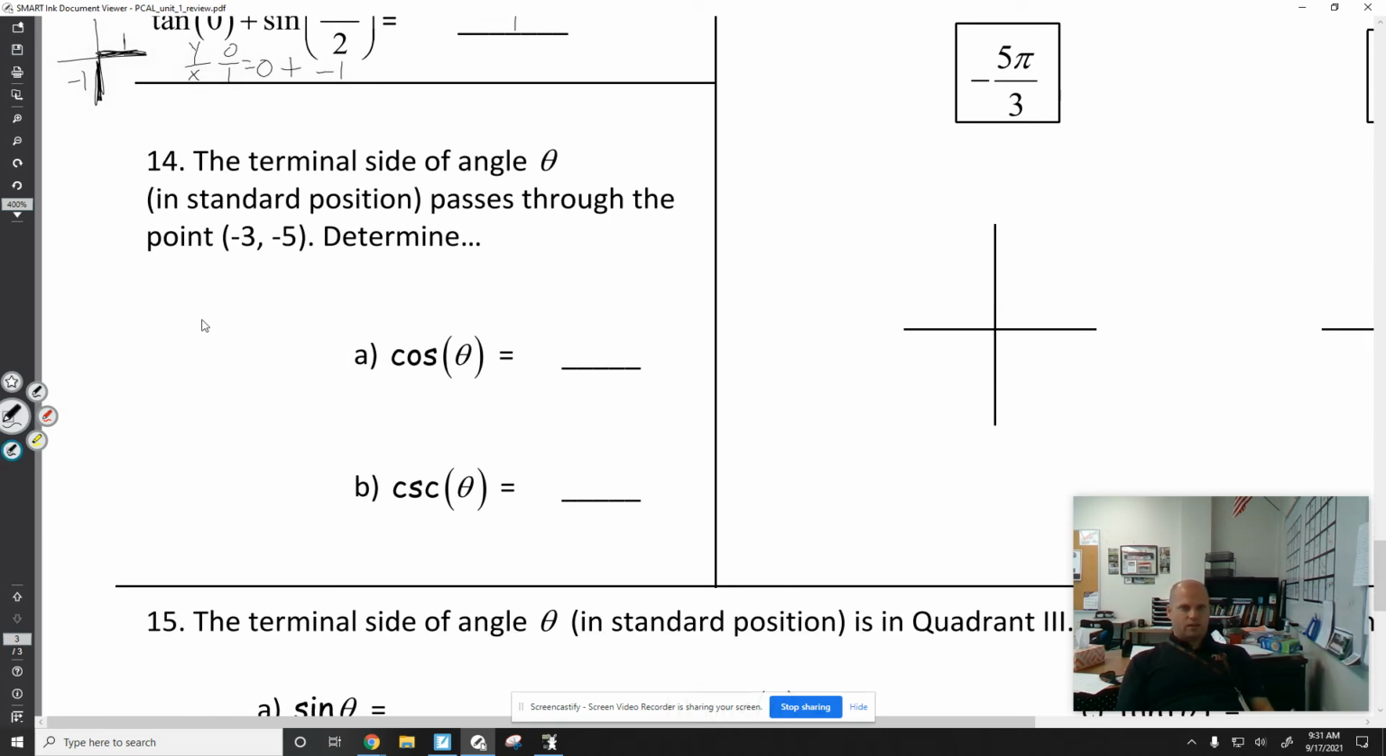The terminal side of an angle passes through the point -3, -5. This is how we set this up: create a triangle. Okay, -3, -5. What's the cosine? Adjacent over hypotenuse. We've got to find the hypotenuse. We've got to use our friend Pythagorean Theorem. I know -3 squared is the same as 3 squared. So I'm just going to do 3 squared plus 5 squared. This is 9 plus 25, which is 34.